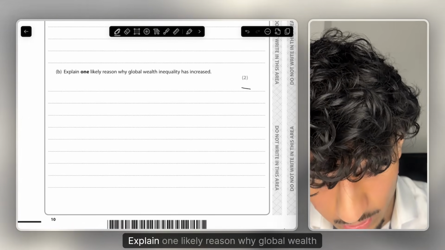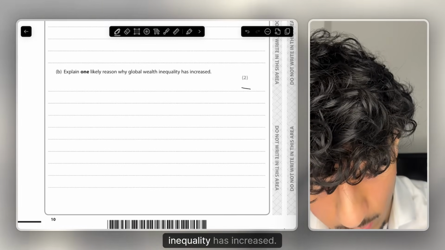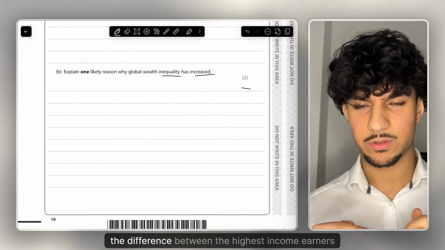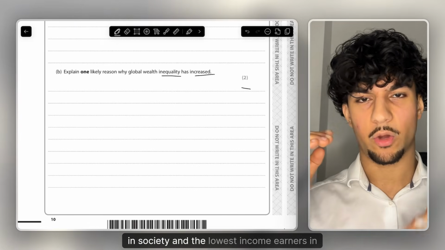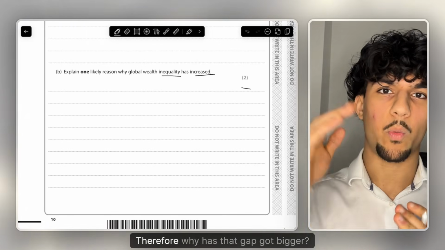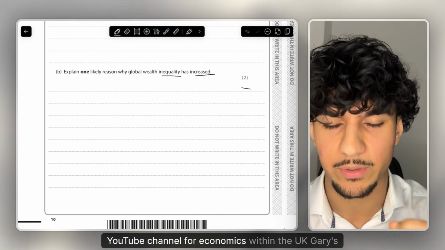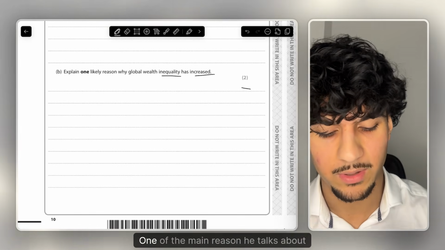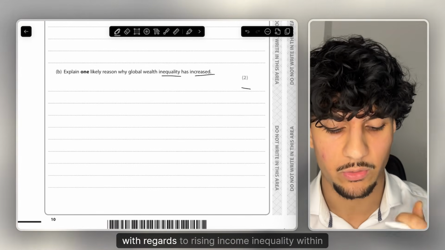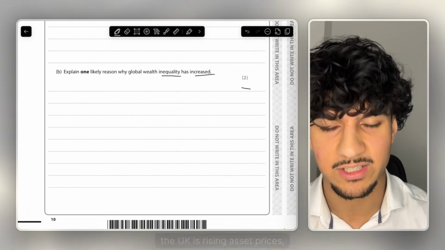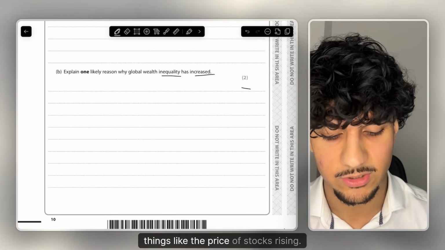2 more questions. Explain one likely reason why global wealth inequality has increased. So what is inequality? Of course, it is the difference between the highest income earners in society and the lowest income earners in society. Therefore, why has that gap got bigger? And our great link for this question is a great YouTube channel for economics within the UK, Gary's Economics. One of the main reasons he talks about with regards to rising income inequality within the UK is rising asset prices. Things like house prices rising, things like the price of stocks rising.